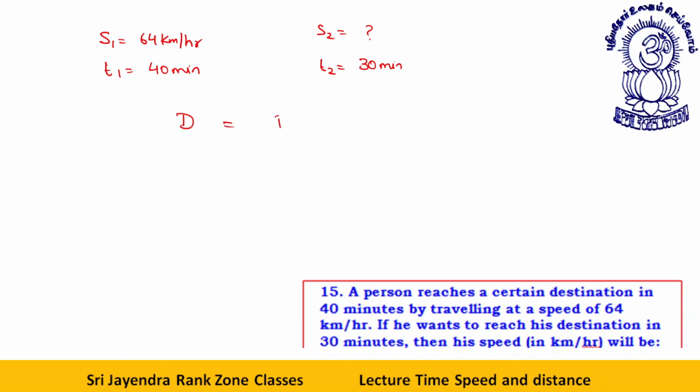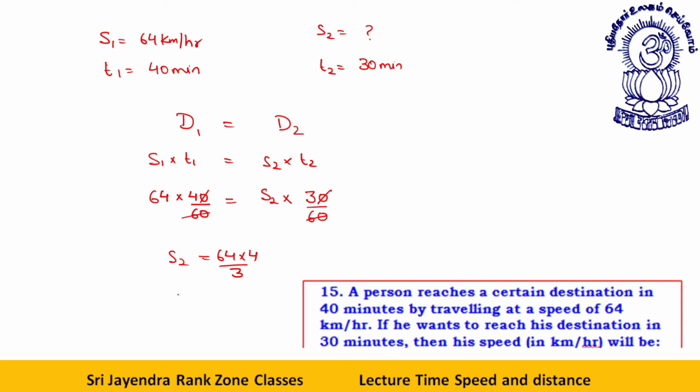We use the formula: distance 1 is equal to distance 2. What is distance 1? Speed 1 into time 1 is equal to speed 2 into time 2. What is speed 1? 64. What is time 1? 40 by 60. What is speed 2? We don't know. The time 2 is 30 minutes. These two cancel, a 0 and a 0 cancel. So what you are left with is 64 into 4 by 3. That will give you 256 by 3 as speed 2.